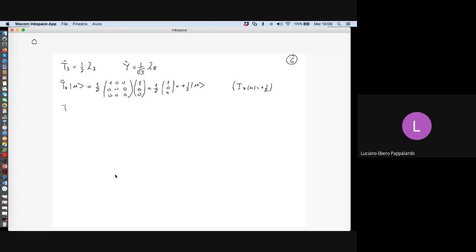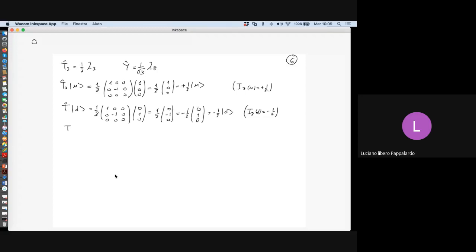Let's now work out this for the down quark. The matrix is the same, 1, 0, 0, 0, minus 1, 0, 0, 0, 0. Now we apply it to 0, 1, 0, that is our down quark state, and we obtain 0, minus 1, 0, that is minus 1/2 times 0, 1, 0, that is minus 1/2 d. And we know that the third component of isospin for the down quark is indeed minus 1/2.